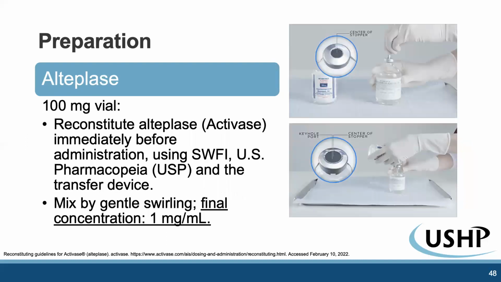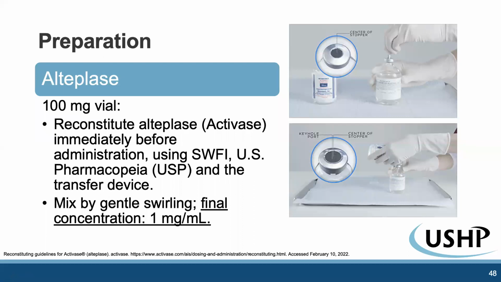And so when looking at the 100 milligram vial, you reconstitute Activase immediately before administration, which is consistent with the 50 milligram vial. Additionally, you are also using sterile water for injection. But one caveat here is that, if you see here, you have the center stopper. This is utilized to reconstitute the alteplase. You have a transfer device for this, and it comes in the packaging for alteplase. This is contrary to the 50 milligram vial.